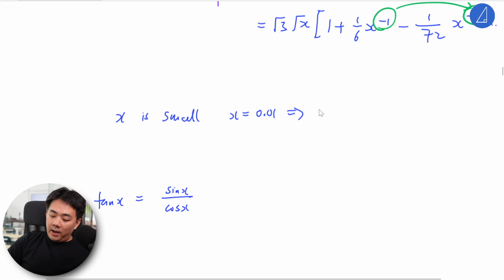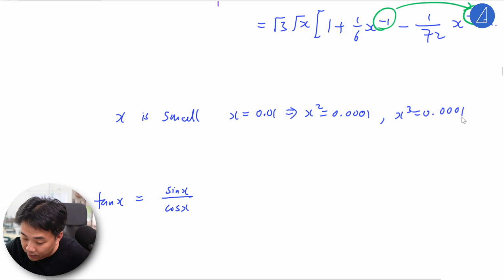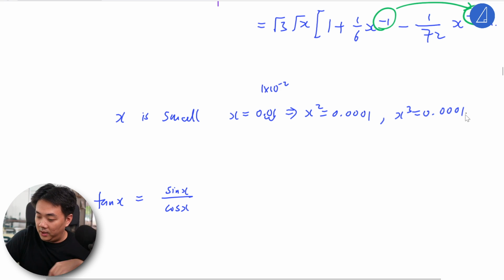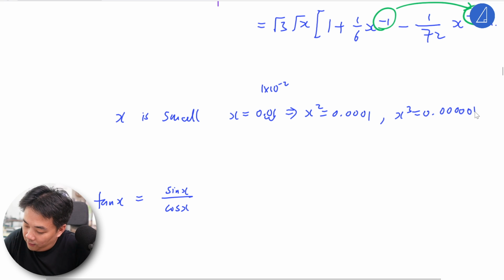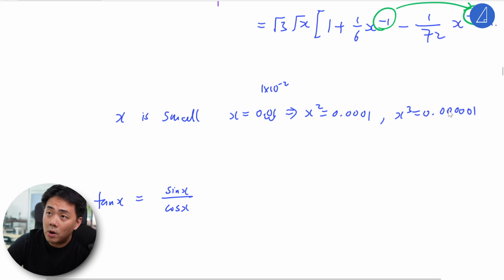So if it's x squared, then if x is 0.01, this will mean that x squared equals 0.0001. And x cubed will be 0.000001. Am I wrong or not? So essentially when x is small, the higher degree terms will be close to 0. That's why you can ignore them.